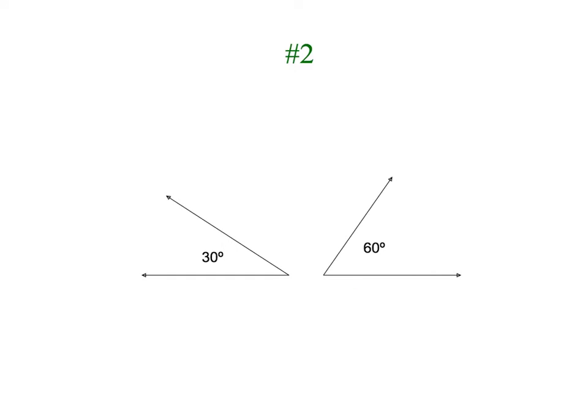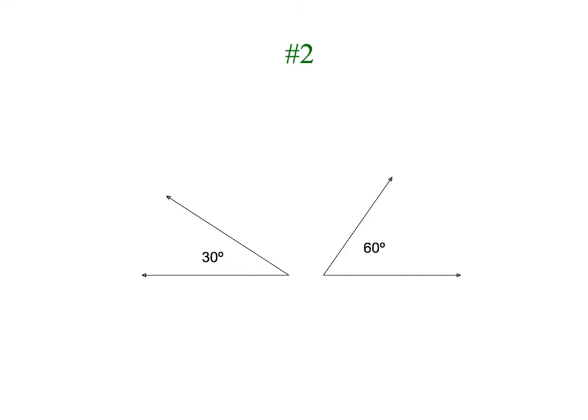Another one. Now, are these supplementary, complementary, vertically opposite, or none of the above? Alright, now this is a bit tricky here because it's not adjacent because it doesn't share a vertex and an arm, but they are actually complementary because they add up to 90 degrees. So those angles are complementary to each other.